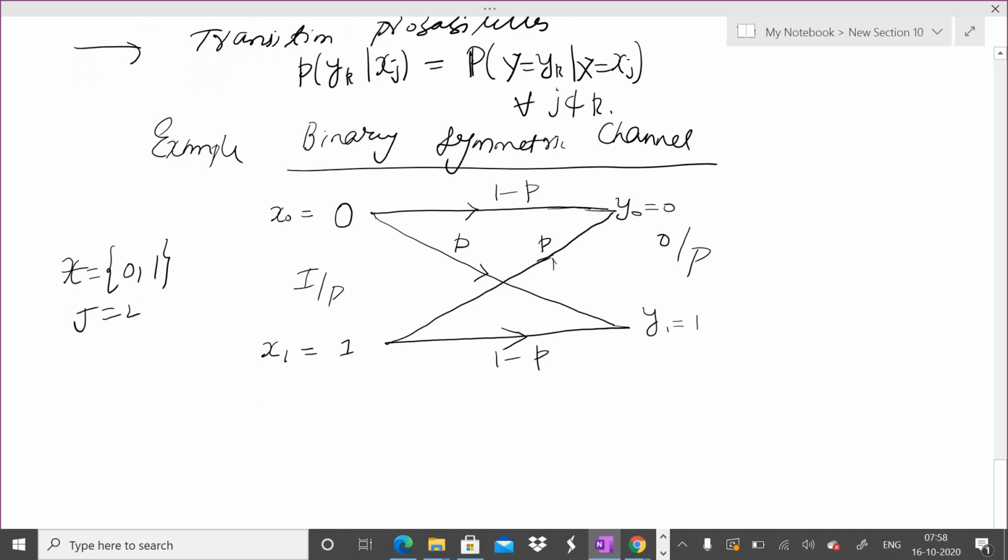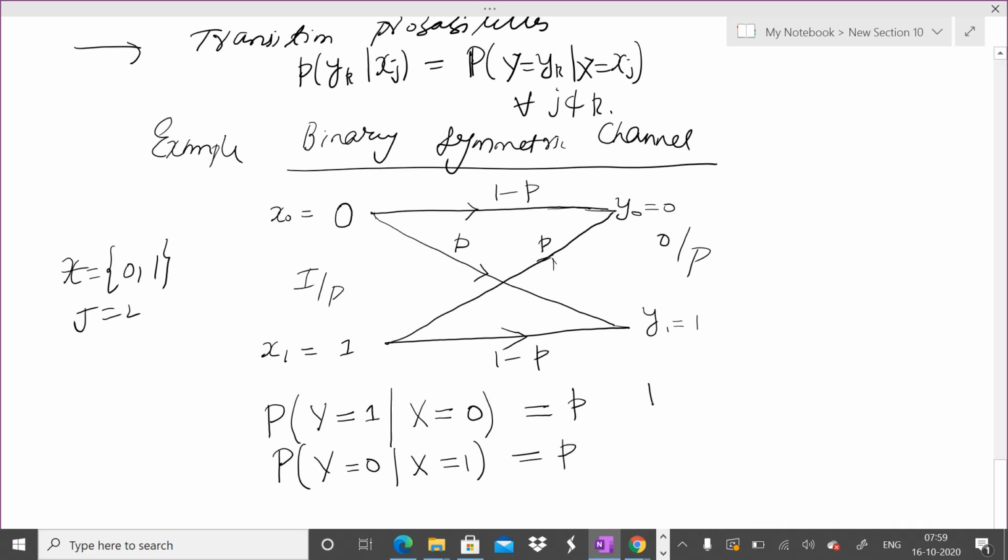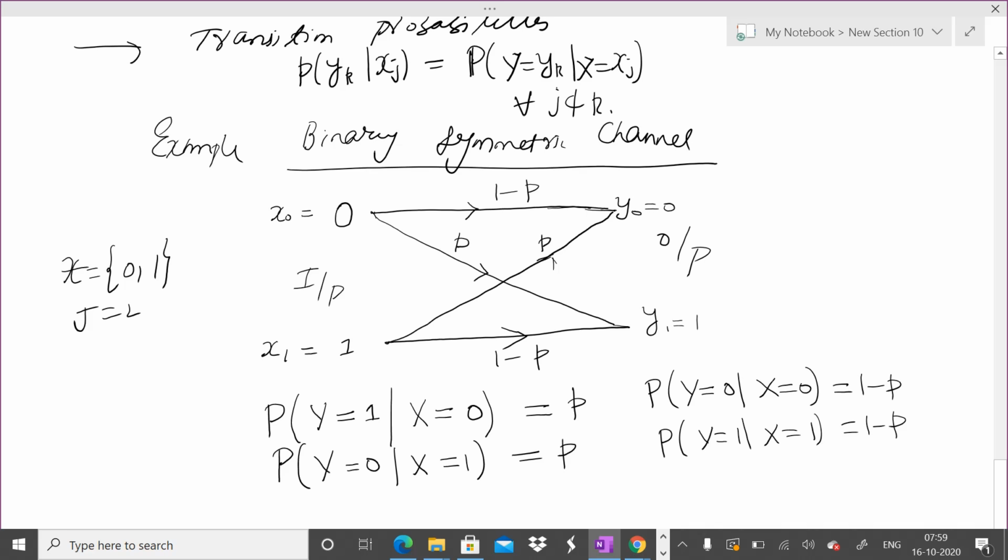In fact, to write it properly, we can write probability y is equal to 1 given x is equal to 0, that is p. Probability y is equal to 0 given x is equal to 1, that is also p. Probability y equals 0 given x equals 0, that is 1 minus p. Probability y equal to 1 given x equal to 1, that is also 1 minus p. These are the transition probabilities.